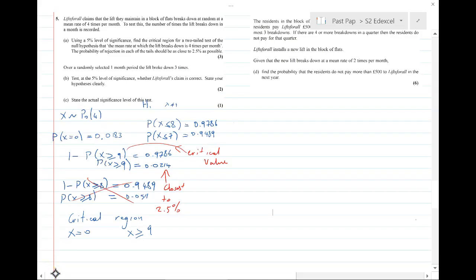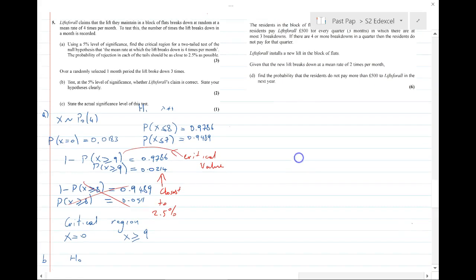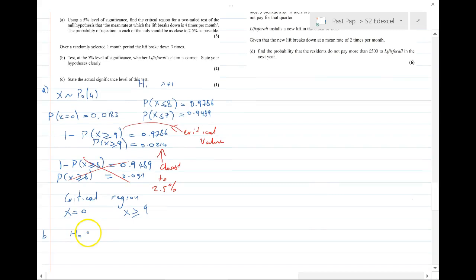So part B, as I mentioned earlier on, actually wants us to do, if it ever says perform a test, that means we need to write the H0. H0 is that the block of flats is unchanged from the mean of 4 that we have seen from previous experience, and H1, because it's two-tailed, is lambda is not equal to 4.